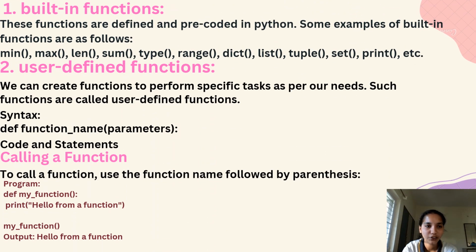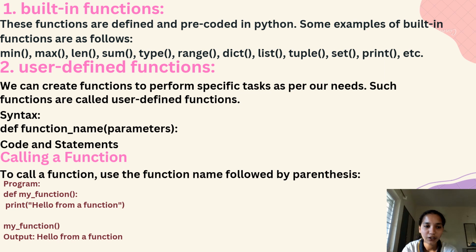First, built-in functions. These functions are defined and pre-coded in Python. Some examples of built-in functions are as follows: min, max, len, sum, type, range, dict, list, tuple, set, print, etc. Second, user-defined functions. We can create functions to perform specific tasks as per our needs. Such functions are called user-defined functions.